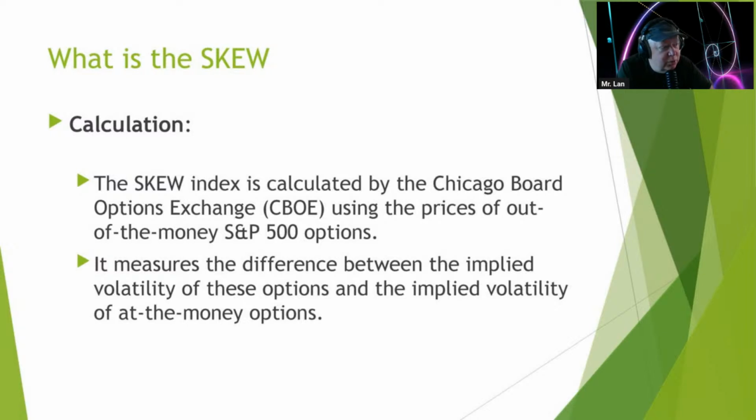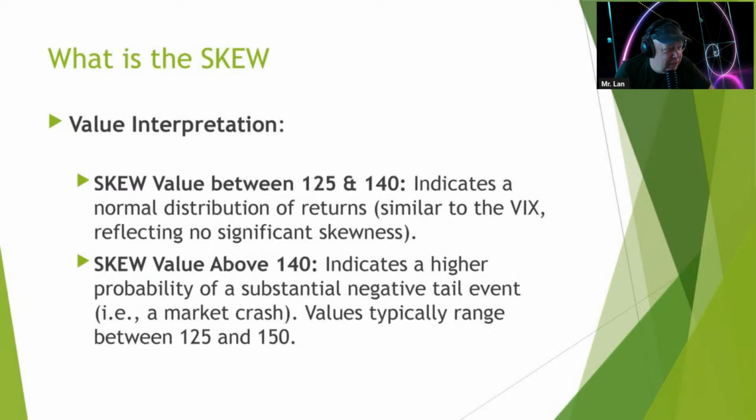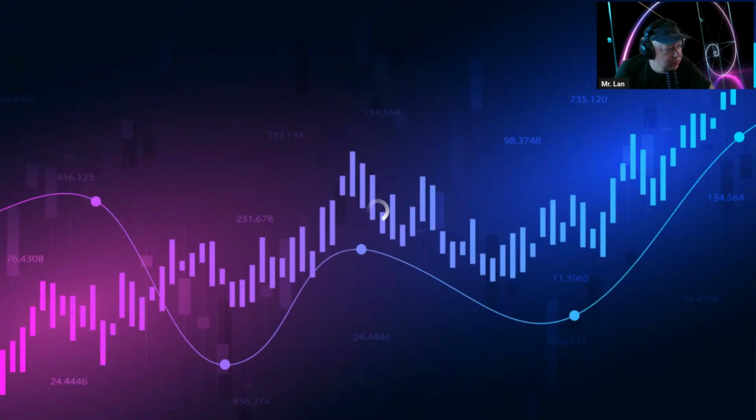It measures the difference between the implied volatility of these options and the implied volatility of the at the money options, which is what we're trading. We like to trade the at the monies. Okay. Now, the value interpretation. The SKEW value between 125 and 140 indicates a normal distribution of returns, similar to the VIX, reflecting no significant skewness. So if we swing over, I'm going to come back over to the software.